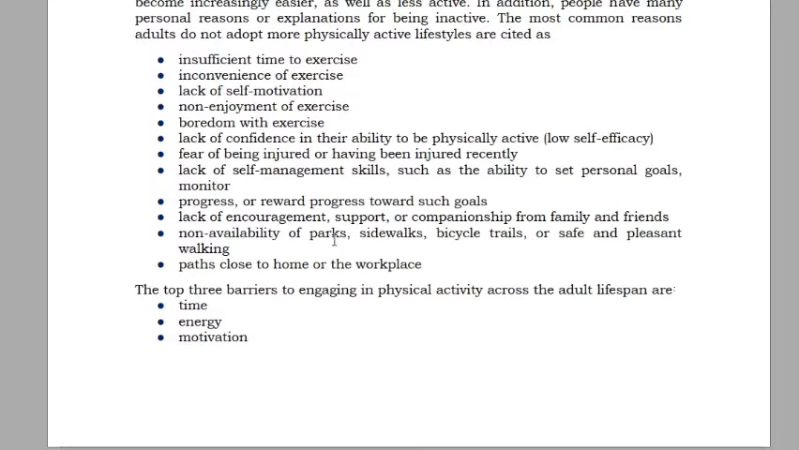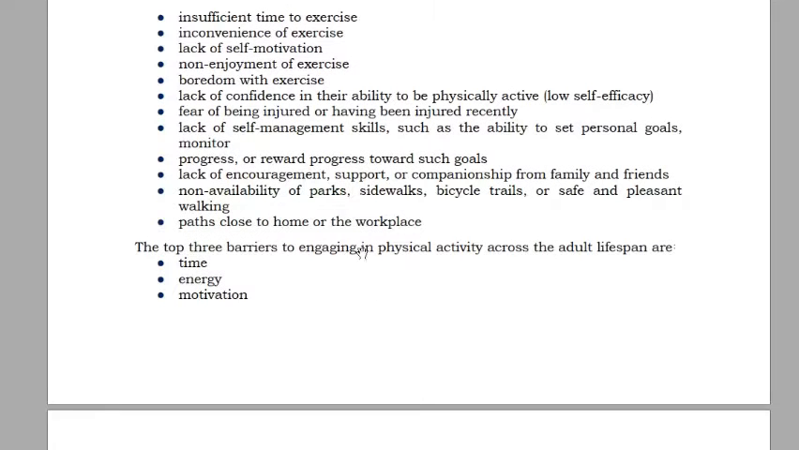Non-availability of parks, sidewalks, bicycle trails, or safe and pleasant walking paths close to home or the workplace. So the top three barriers to engaging in physical activity across the adult lifespan are: so we have time, energy, and motivation. So those are the three top barriers in engaging physical activities.